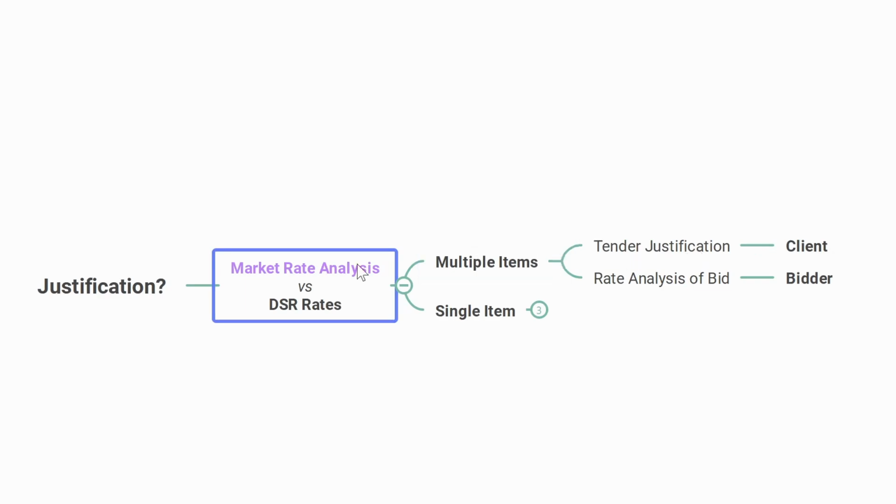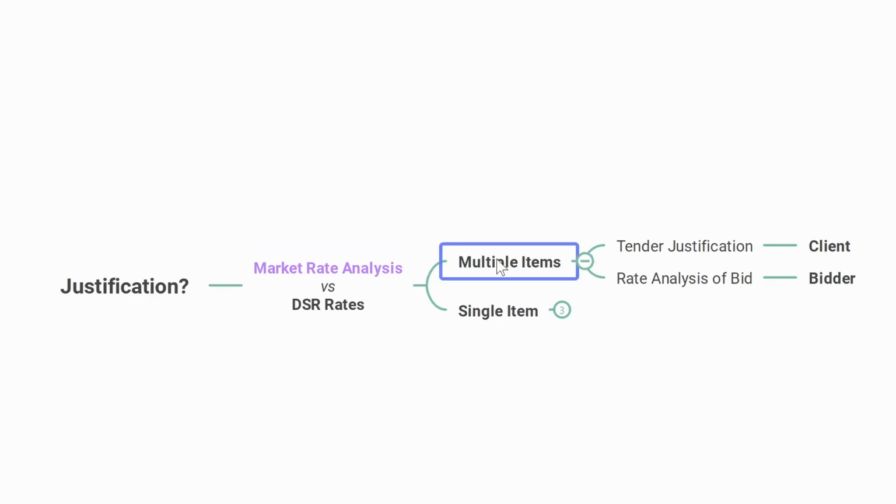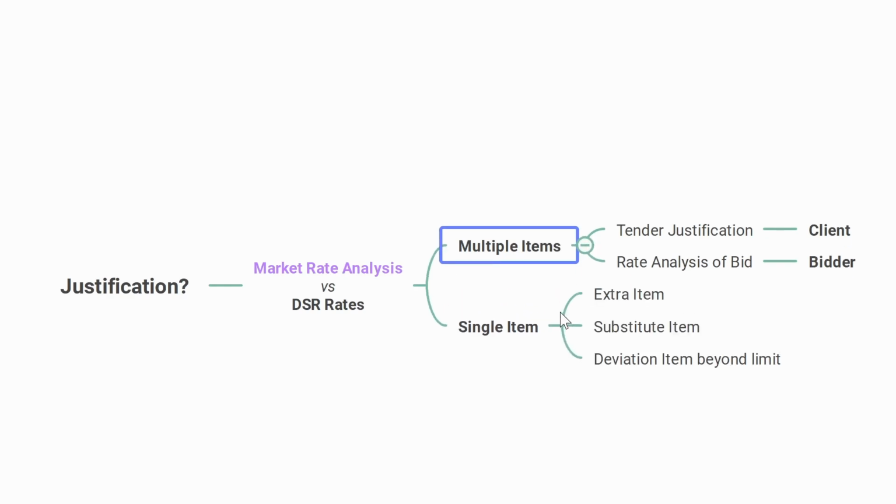The essence of justification remains the same, wherein we are actually doing the market rate analysis comparison with the existing DSR rates in the estimate. Now, when doing it with respect to the multiple items, it is in terms of the estimate itself. When doing it in terms of single item, it can be for any item which is beyond the scope of the agreement. So this could be an extra item, a substitute item, or a deviation item which has gone beyond its limit inside the agreement.